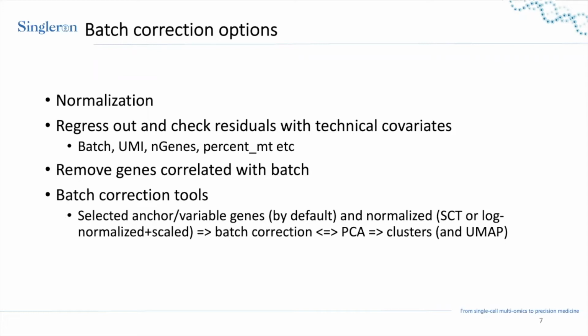For those batch correction tools, the typical method is to select anchor or variable genes, or some tools will select anchor cells.